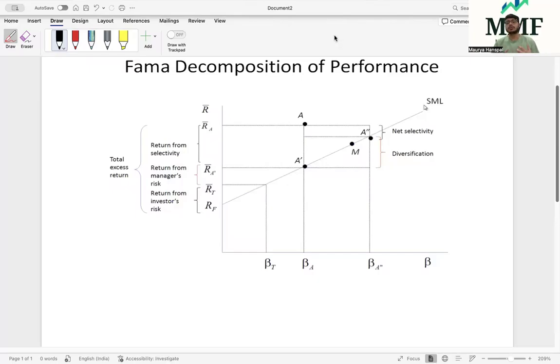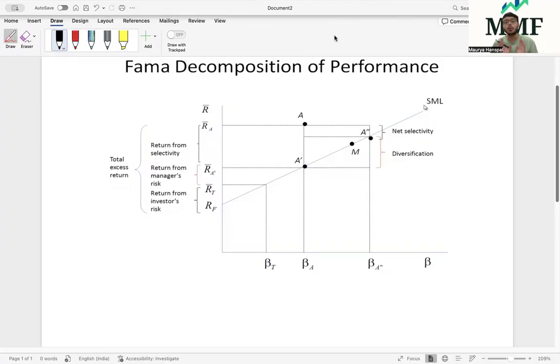People, welcome back. So, in this session, we're going to talk about the Fama decomposition of performance. And again, this decomposition is a very important metric or portfolio management strategy which is being used by every fund manager in the market. It might be used under some other terminology or names, but every fund manager is using this Fama decomposition of performance to break down its alpha.